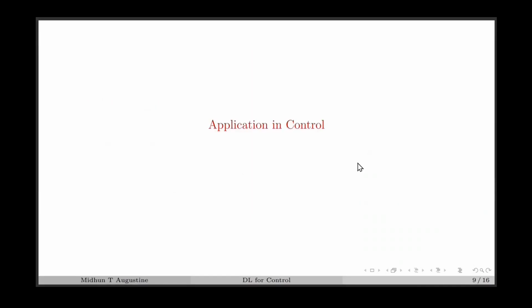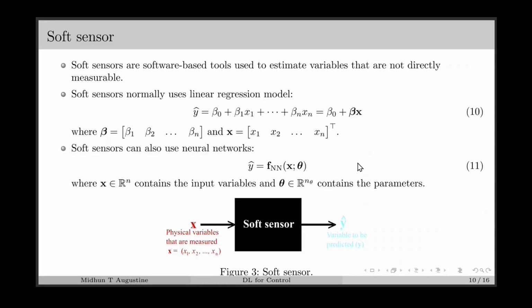Next, we consider a simple application of this neural network in control, and this is based on soft sensors. Soft sensors are software-based tools which are commonly used in advanced process control or APC. These soft sensors are used for estimating variables that are not directly measurable. Here we have considered n number of input variables, which are physical variables that we can directly measure. And using this, we can estimate the variables which are difficult to measure directly.